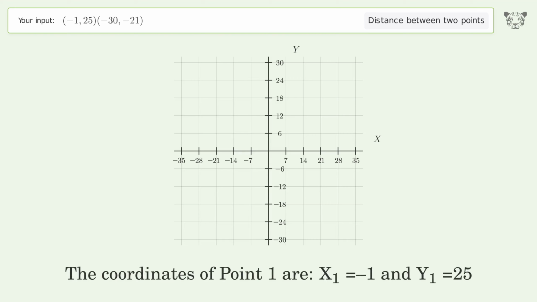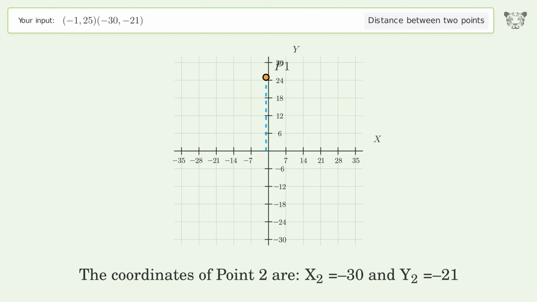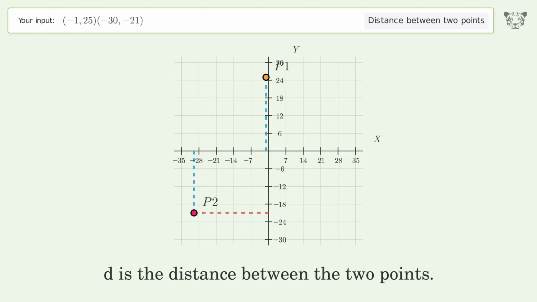The coordinates of point 1 are x1 equals -1 and y1 equals 25. The coordinates of point 2 are x2 equals -30 and y2 equals -21. D is the distance between the 2 points.